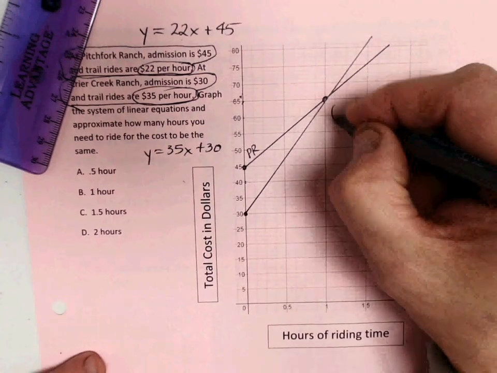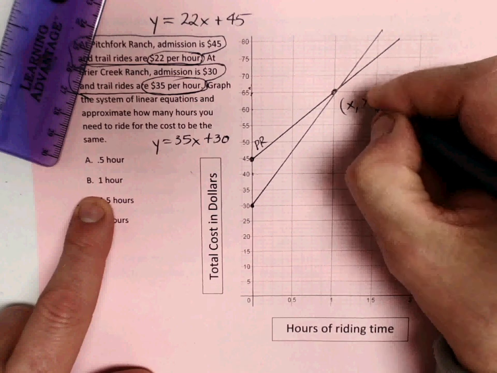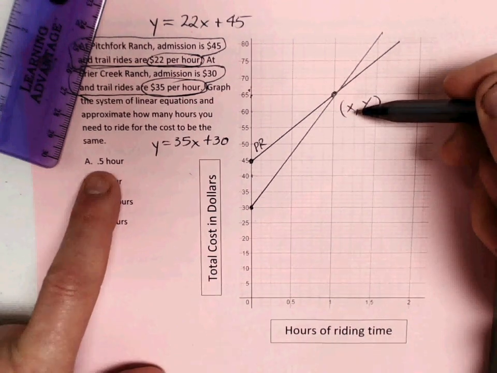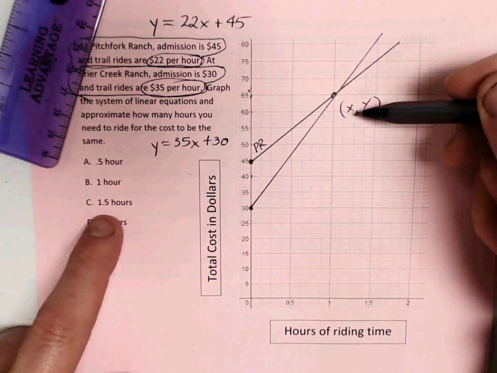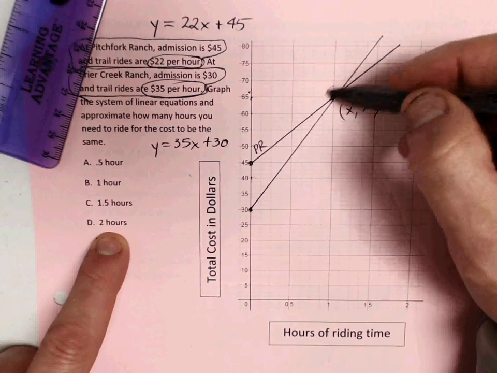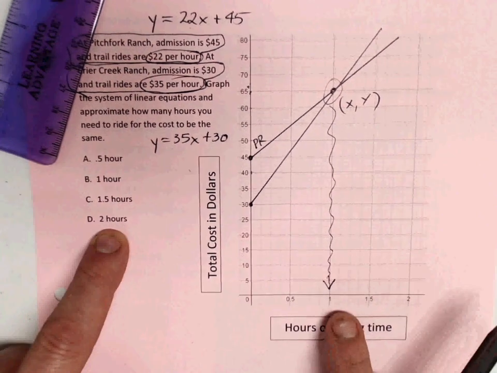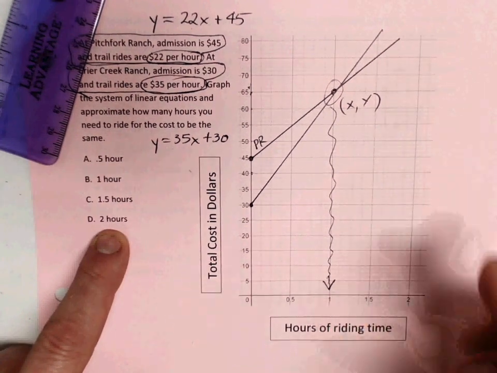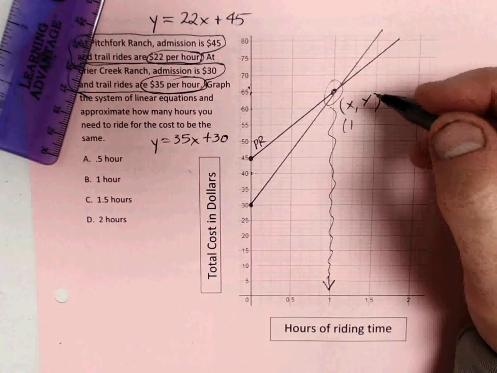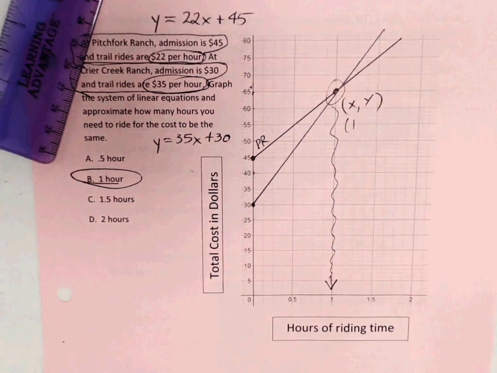So if I were to ask you what is this ordered pair, would this x value right here, this one right here, would this x value be closer to 0.5, 1, 1.5, or 2? Well, if I follow it down to my x axis right here, I can see that my x value is closest to 1. Actually, if you put it in your calculator, it's a little bit more than 1, but it's said to approximate. Answer is 1 hour.